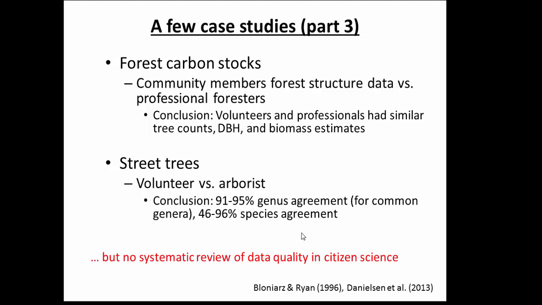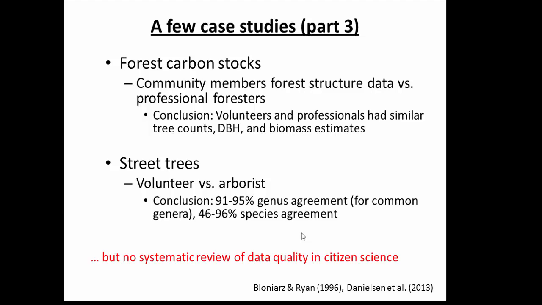So in the tropics, this first bullet point here, plot data was collected by community members and compared to professional foresters. And the conclusion was that the community member data on species, tree counts, and diameters all led to similar biomass estimates. So that was very promising.